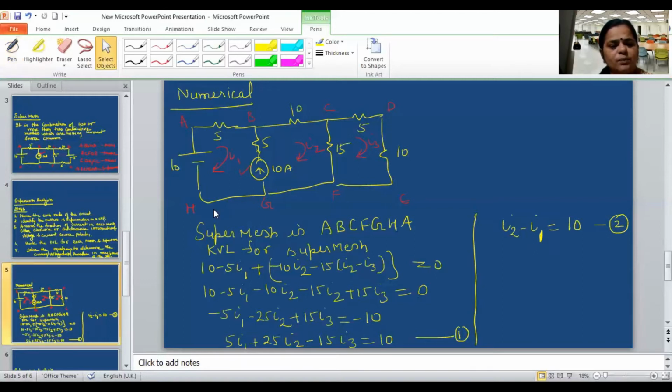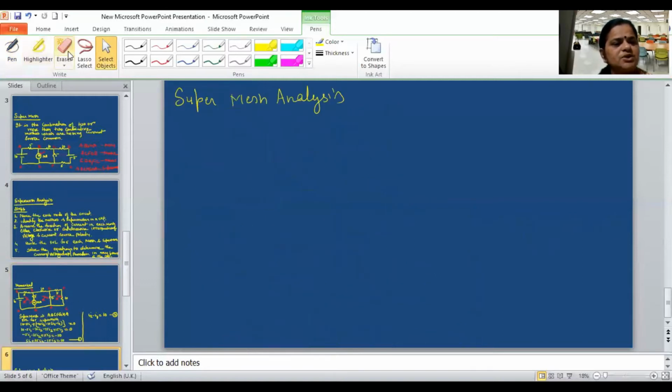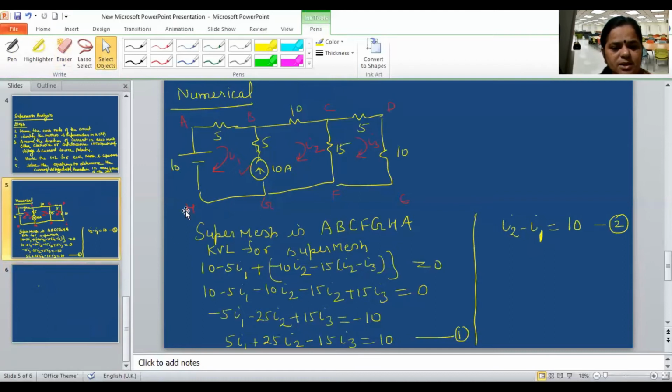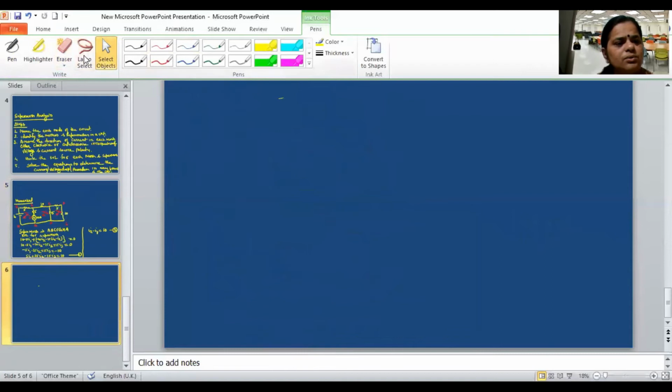Now we will write the equation for the third mesh. So what is the third mesh? CDEFC. So mesh 3, CDEFC.